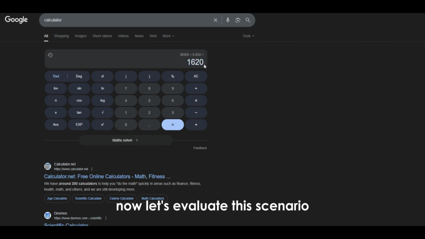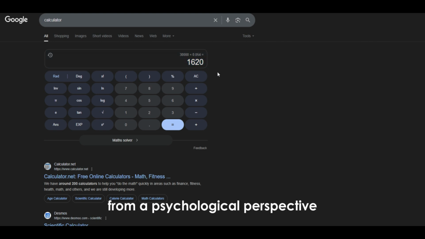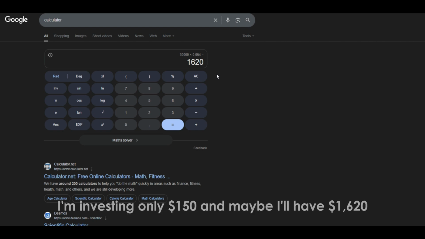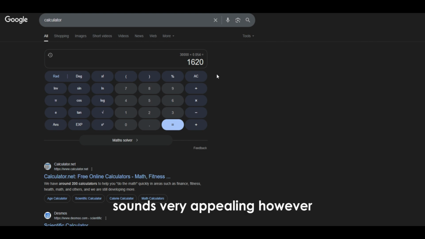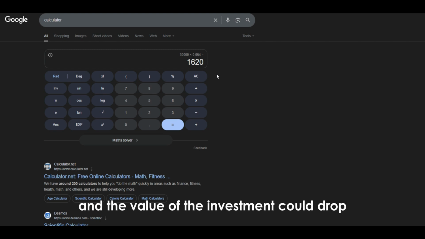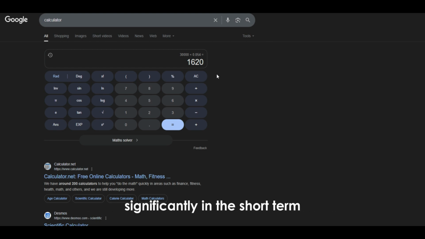Now, let's evaluate this scenario from a psychological perspective. The human brain is quickly motivated when it sees the high return potential of low-cost investments. The thought of, "I'm investing only $150 and maybe I'll have $1,620" sounds very appealing. However, this appeal hides a risk factor, because before reaching the target price, there may be pullbacks and the value of the investment could drop significantly in the short term.